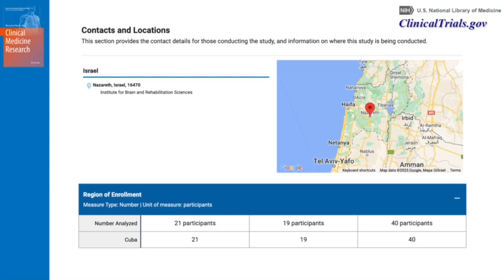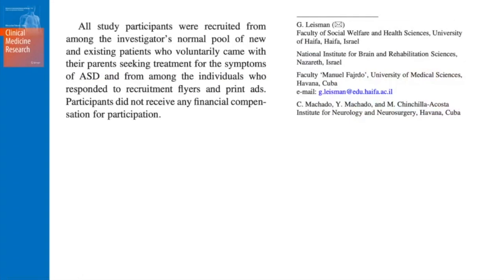But if you look at the PubPeer comment, you will see that the author tried to give an explanation for that. But basically, as you can see in the clinicaltrial.gov numbers, all participants in both groups, so this is a 40 participant study, so 21 participants in one group and 19 in the second group, all come from Cuba. But the contact location is in Nazareth. This is also what is said in the paper. In the paper, it said that the participants were recruited from the investigators' normal pool of patients who voluntarily came in to seek treatment for the symptoms of autism spectrum disorder.